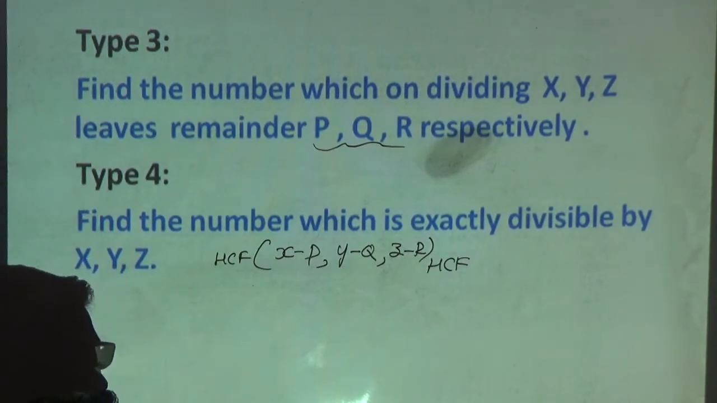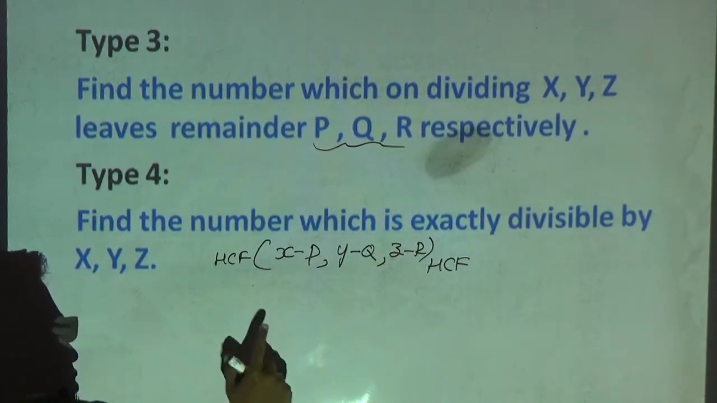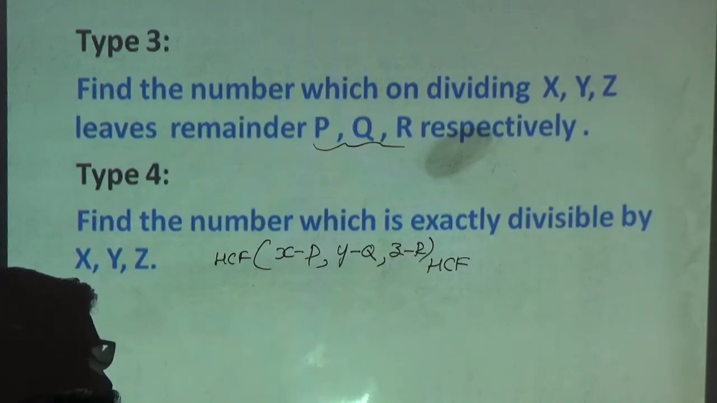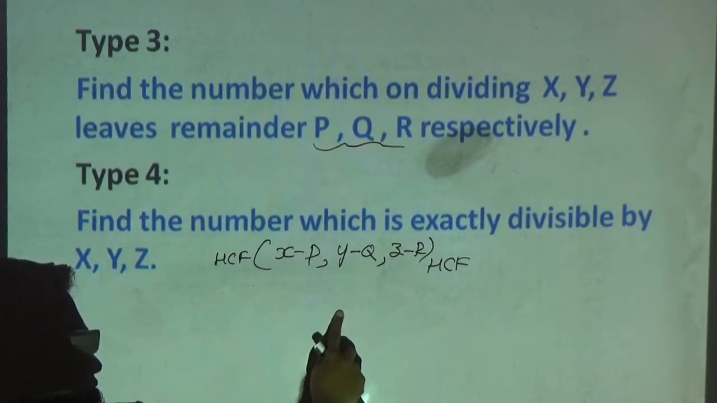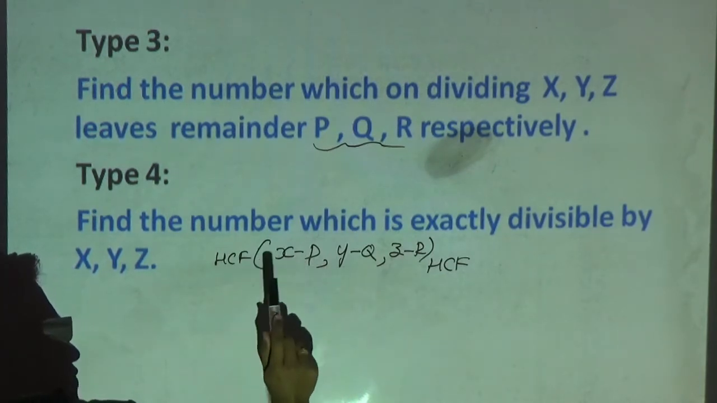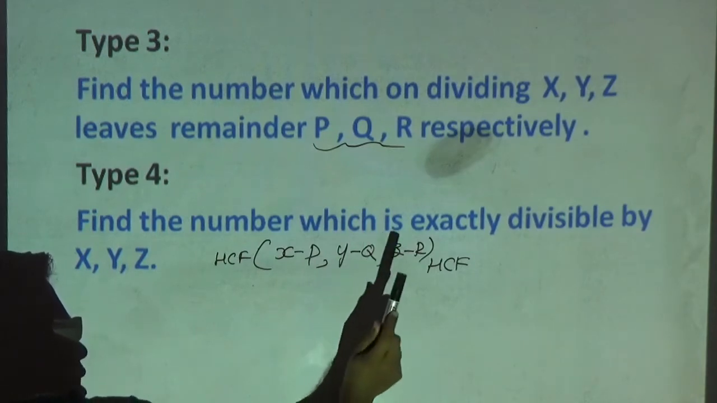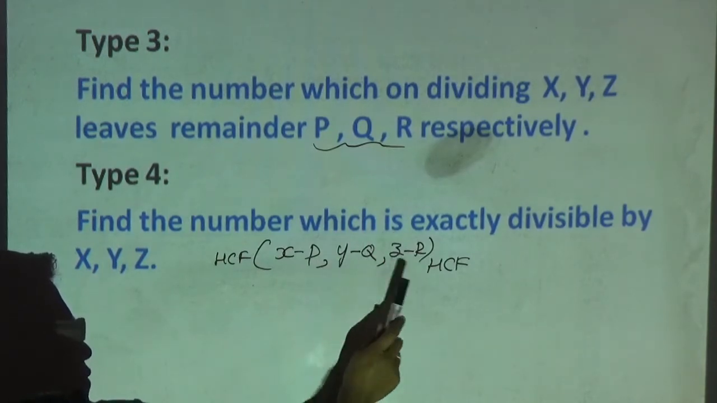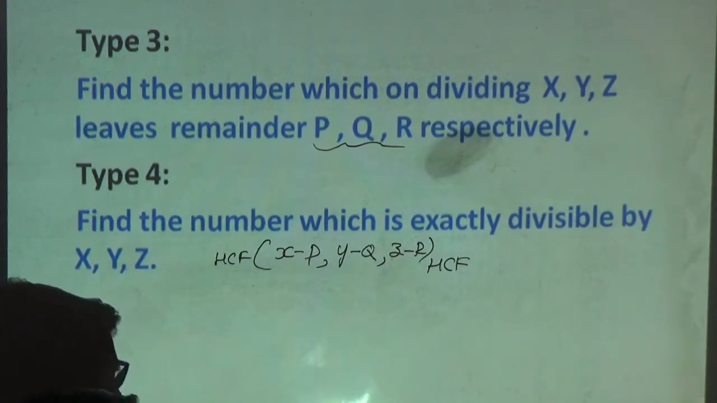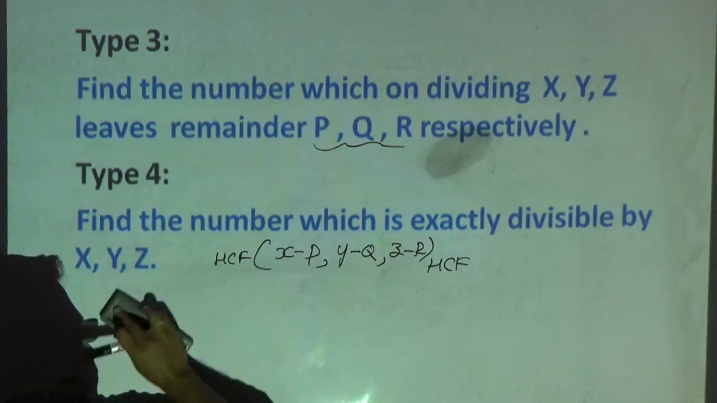First you have to guess whether I am going to find out HCF or LCM. If the number that I want is in the denominator, that means HCF. If there is no remainder, then directly find HCF of x, y, z. If there is the same remainder, then HCF of x minus y, y minus z, z minus x. If the remainders are different, then HCF of x minus p, y minus q and z minus r, where p, q, r are the remainders with respect to x, y and z. So these are the 3 types in your HCF. Okay, hope you have understood.